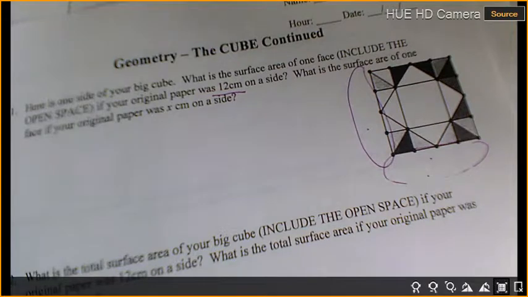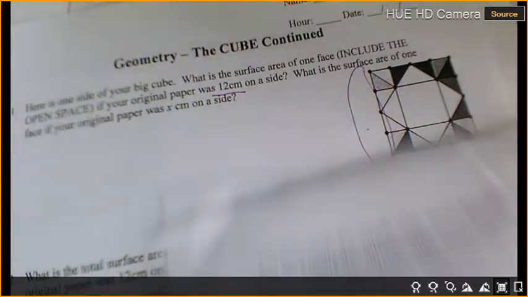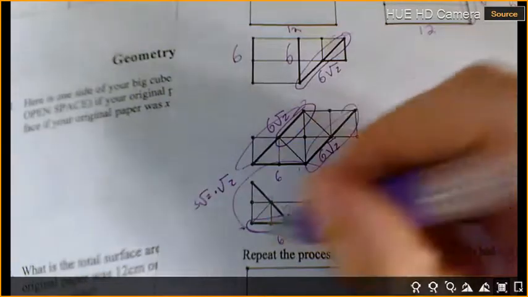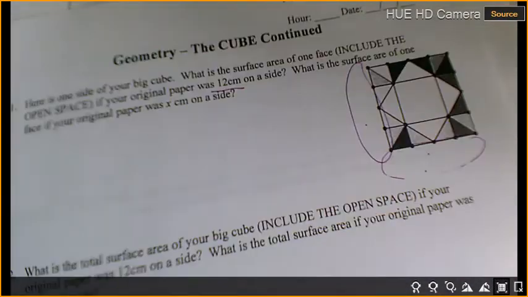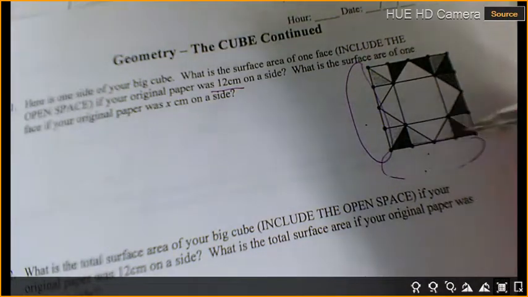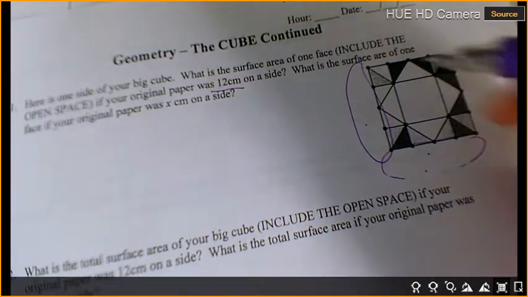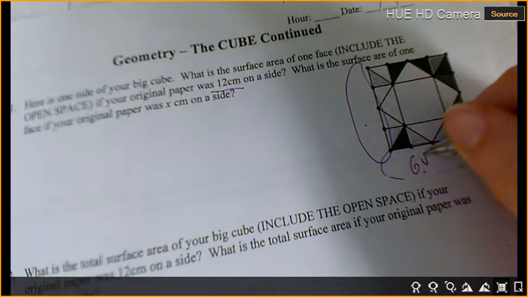Do you see the very last picture for the first half? What's the length of one side? Do you guys see this right here? That's one of these lengths, right? So what is it? 6 root 2. Okay.